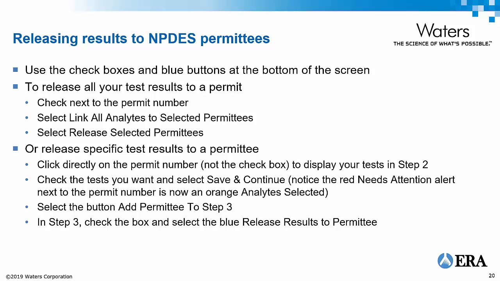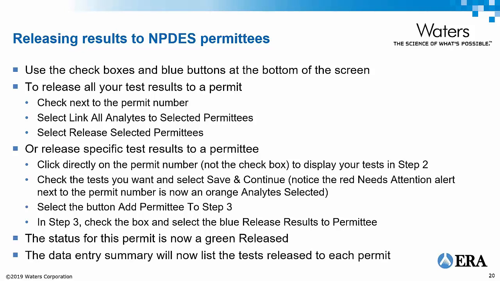It's a little confusing on this page, but once you go through it, you'll see it flows nicely from left to right, Step 1, 2, and 3. So now that we've moved or added the permittee to Step 3, you simply, again, check the box next to the permittee and use the blue Release Results to Permittee. The permittee is now at the nice green Released status, and the data entry summary will now list each of the permittees and the tests you linked up to them. You can get, of course, that summary as we talked about on the main Enter and Submit data step.